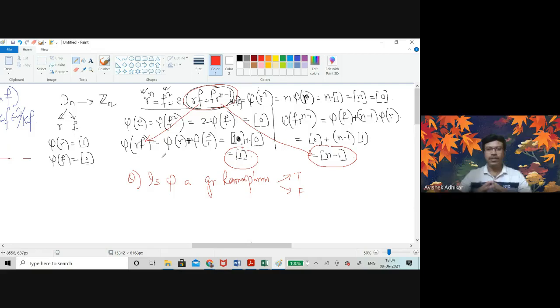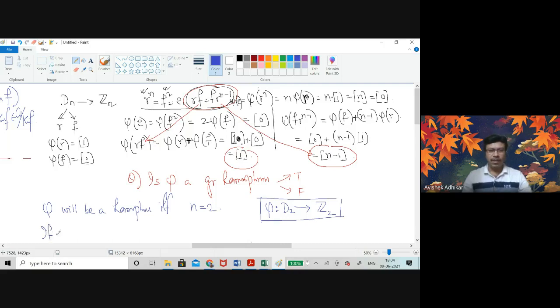Exactly, 2. So you can understand that this phi will be a homomorphism if and only if n equals 2. If n equals 2, then this value will also be 1. So phi will only be a homomorphism in that case. If n is not equal to 2, then phi can never be a group homomorphism. In other words, if n is greater than or equal to 3, phi is not a group homomorphism. Clear? Everybody understood? Very good.